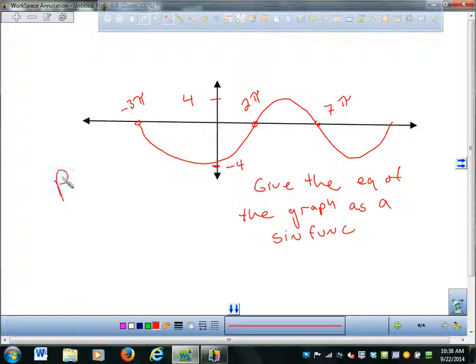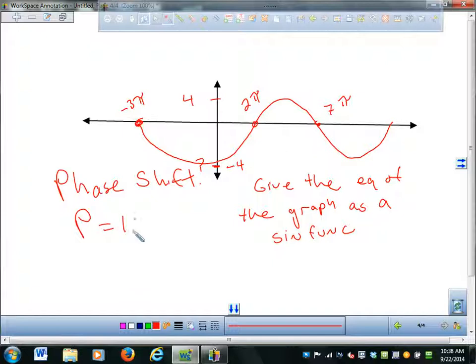What's the phase? What's the phase shift, Ethan? How much did I move over from a normal sine function? 3 pi, okay? So it's shifted over 3 pi, but first I think I want to find the period. What's the period? How long does it take to get from here to complete one complete cycle, if this were to scale?